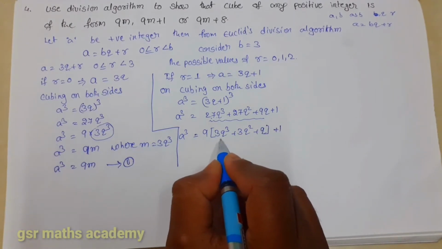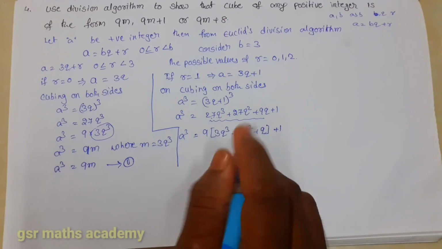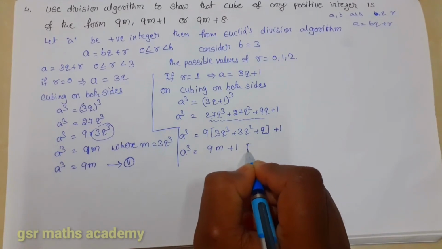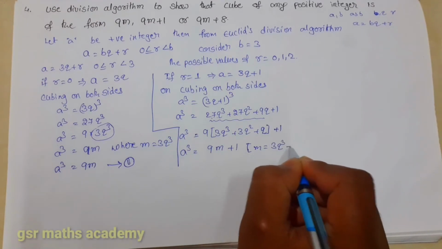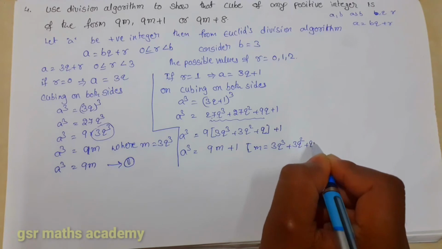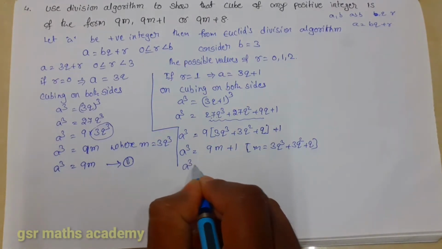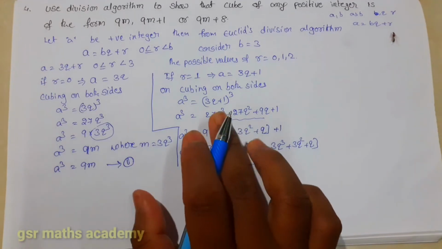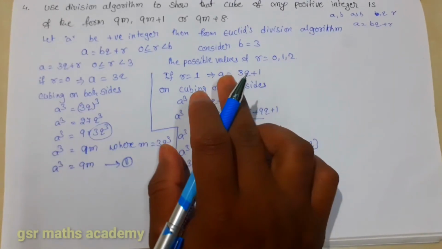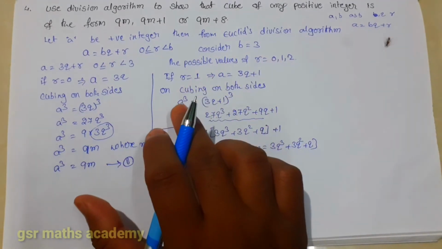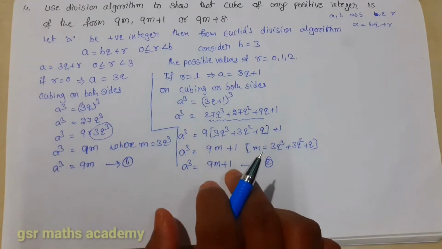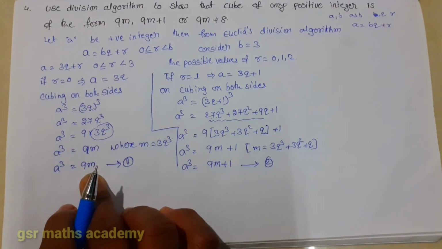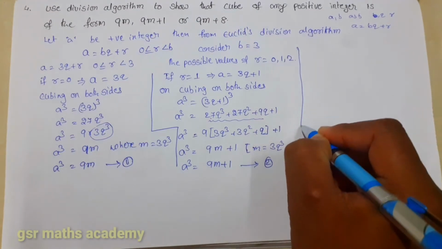Now if you suppose the terms in the bracket together as m, then a cube is equal to 9 into m plus 1, where m is equal to 3q cube plus 3q square plus q. From this we got a cube as 9m plus 1. This I am supposing as the second equation. Now what do you understand from this? If r is equal to 1, the cube of the positive integer can be written in the form of 9m plus 1. If r is equal to 0, the cube of the positive integer can be written in the form of 9m.